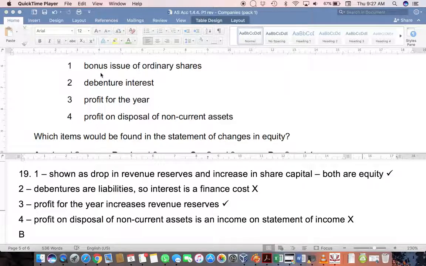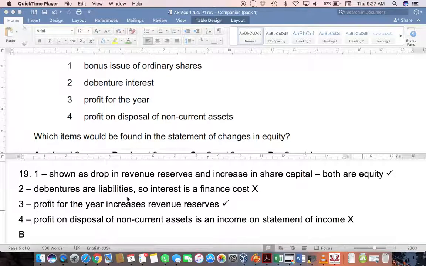So a bonus issue means obviously your share capital is going to increase and your revenue reserves are going to decrease. And since both of these are actually equity, you would have to show it in your statement of changes in equity. The fact that overall equity stays the same doesn't matter. Because there was a change within equity, you'd need to show it.